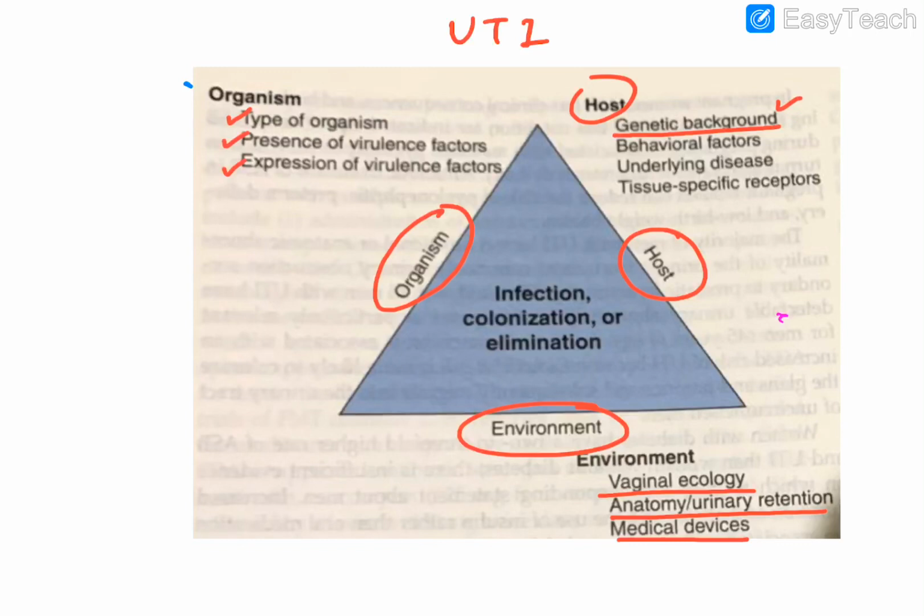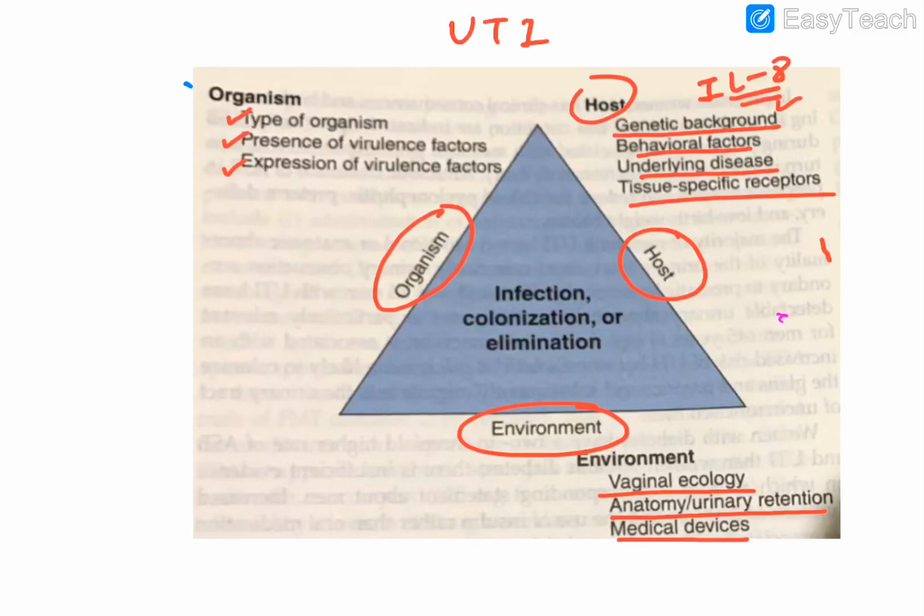Certain types of receptors, like interleukin 8 receptors, play a role here in this particular one. So that is also an important point. Other than that, the behavioral factors of that particular person, any underlying disease like diabetes, or tissue-specific receptors, which I just talked about, like toll-like receptors, they all play a role in the UTI.